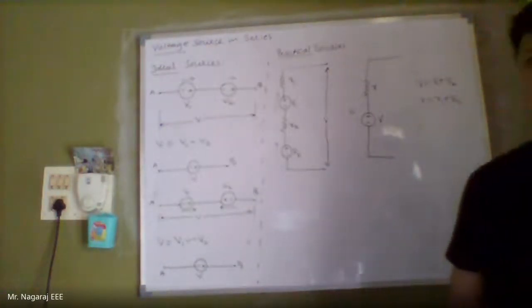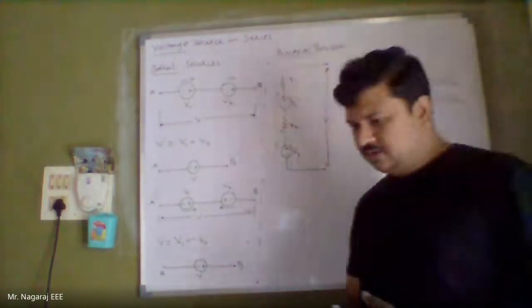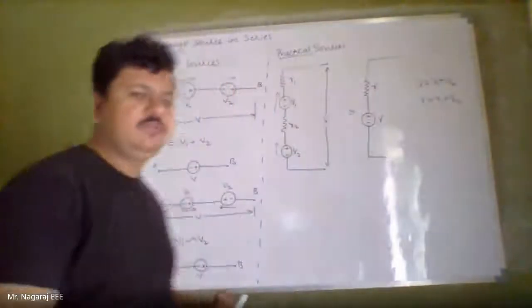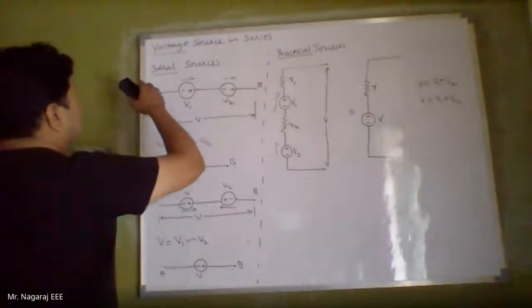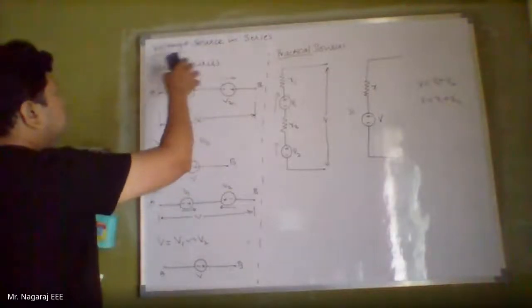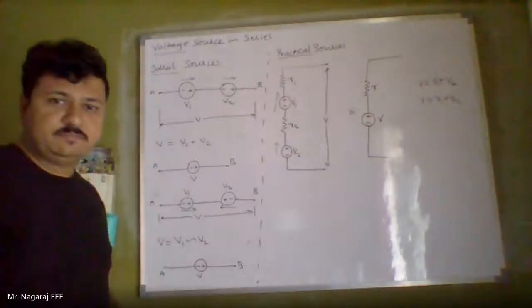What if voltage sources are in parallel? That part we will see after some time. First we will see the fundamentals. Now next you take current sources in parallel, because these are practically realizable connections.